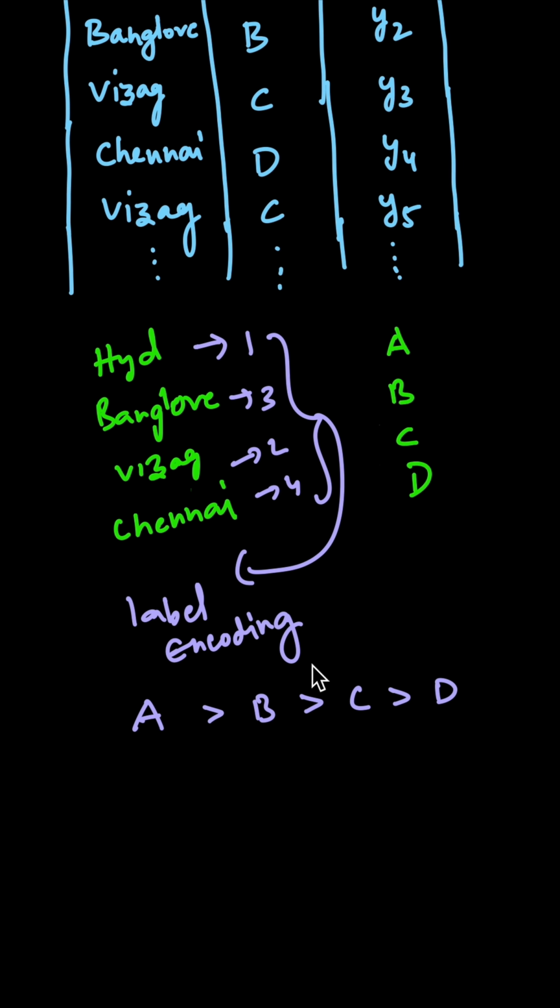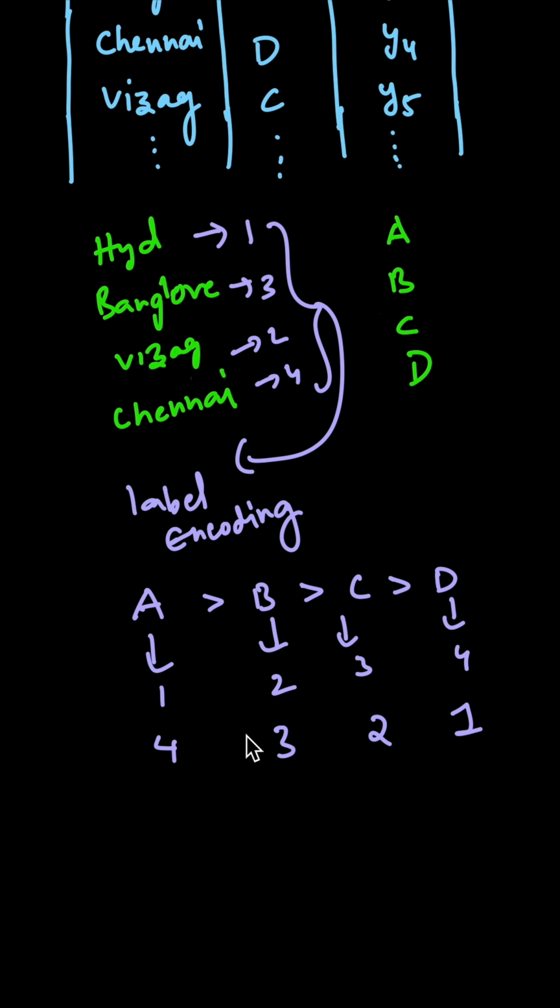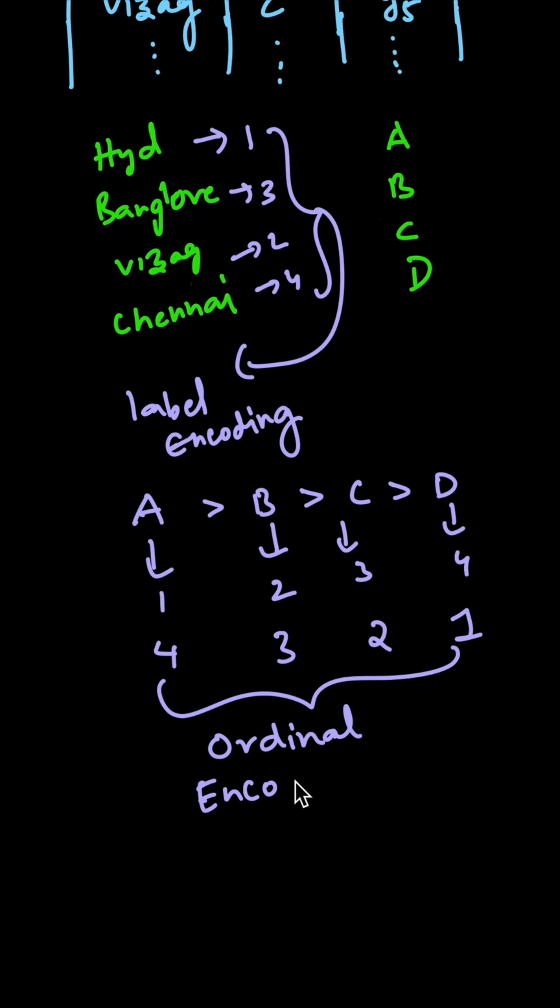So similarly, while assigning also, we'll follow some specific order, like assign 1, 2, 3, and 4, or we can assign in reverse order also. This way of assigning in some specific order is called as ordinal encoding. With the use of ordinal encoding, we'll tell the model in the same way in which we think.